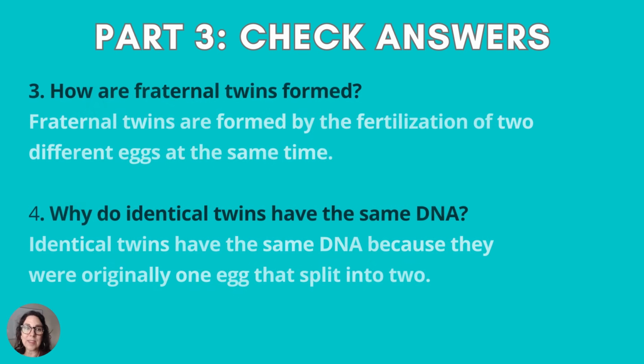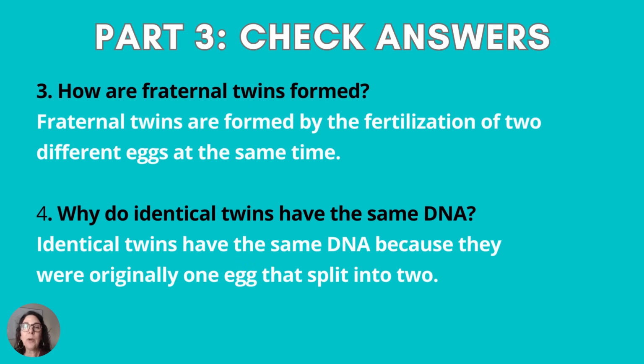Okay, moving on to number 3. How are fraternal twins formed? Fraternal twins are formed by the fertilization of 2 different eggs at the same time. Number 4, why do identical twins have the same DNA? Identical twins have the same DNA because they were originally 1 egg that split into 2.